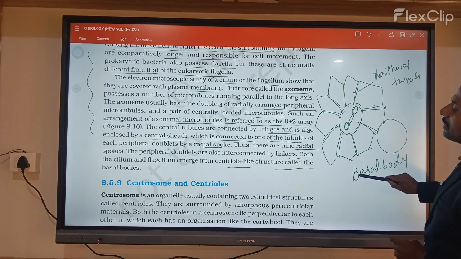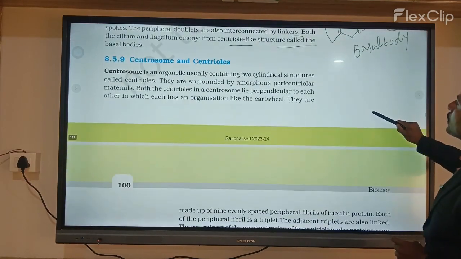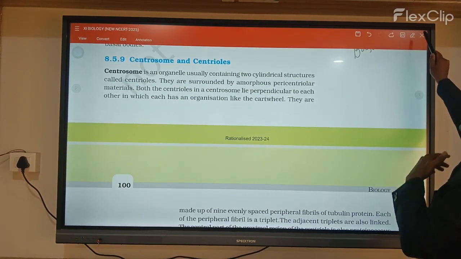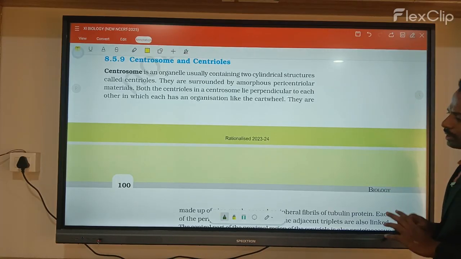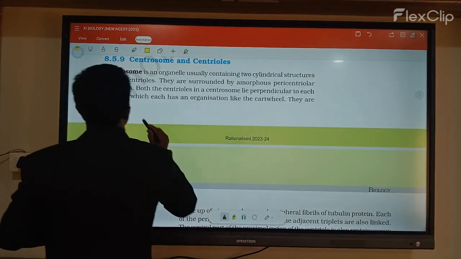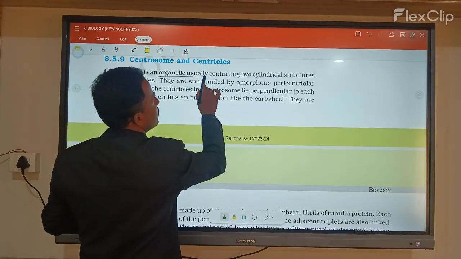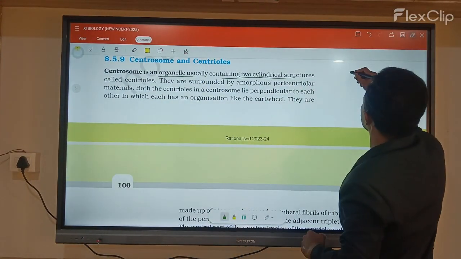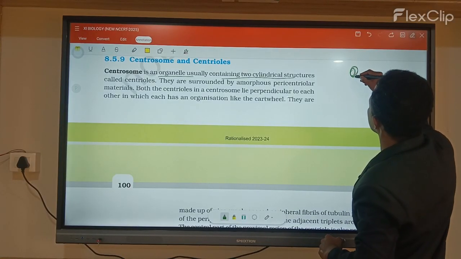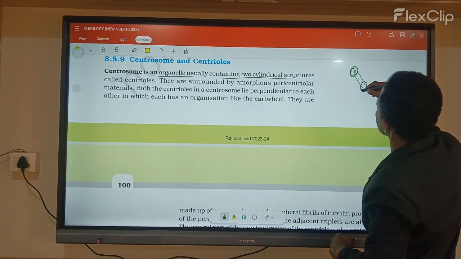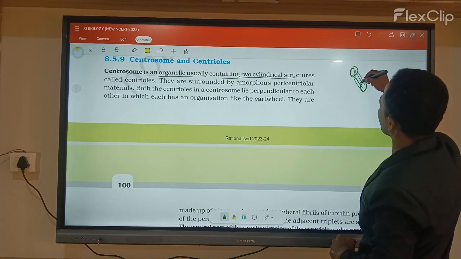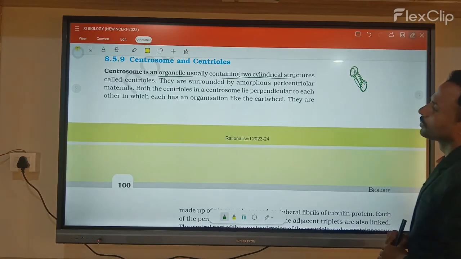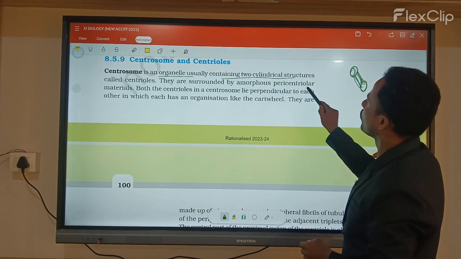Next, centrosomes and centrioles. The centrosomes are organelles usually containing 2 cylindrical structures called centrioles. These cylindrical structures are noticed in the cytoplasm, and they are surrounded by amorphous material.